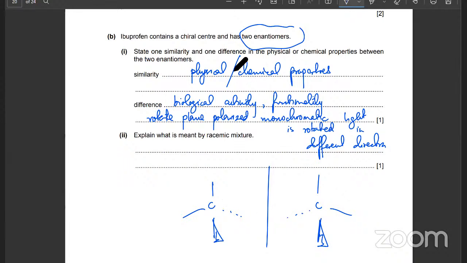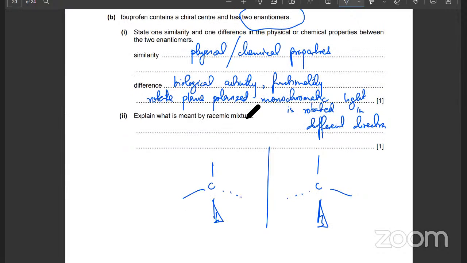Remember, the physical and chemical properties are identical, but biological activity is going to be different because of the shape. It's just like your hands. If you have a glove for a right hand, only your right hand can fit into it. Your left hand will not be able to fit into that glove. So enzymes work in the same way. So functionality, biological, that's different. This thing you just have to memorize: the physical test that you can do is that they rotate plane polarized monochromatic light in different directions.